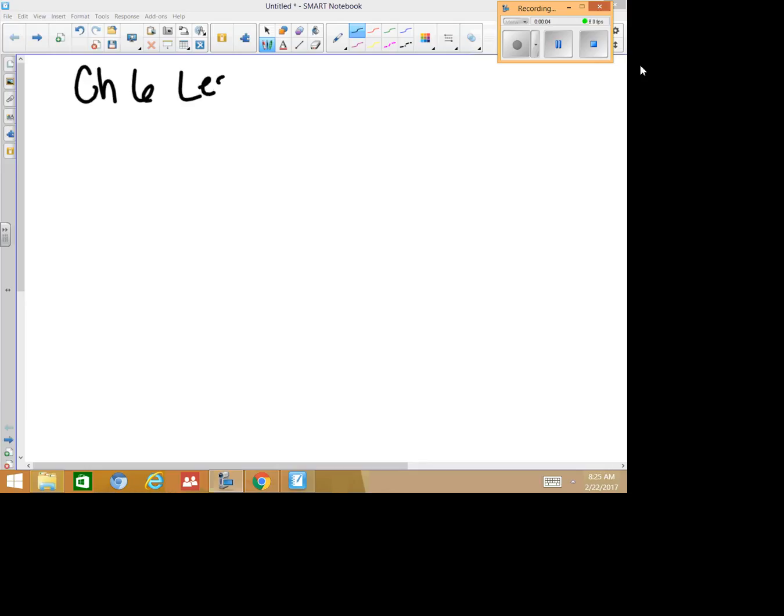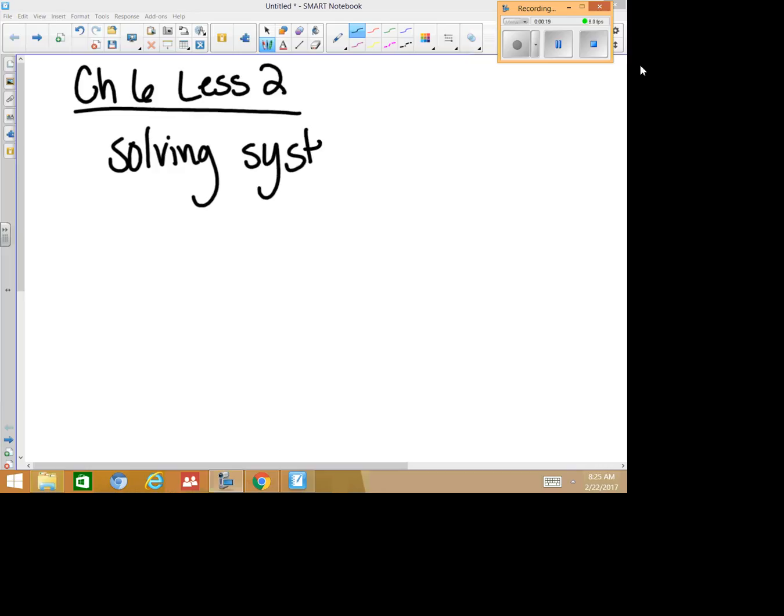Chapter 6, Lesson 2. Really important that you pay attention to this one because this will be on your test. This is solving systems, just like we did yesterday. Solving systems. And this one's called substitution.